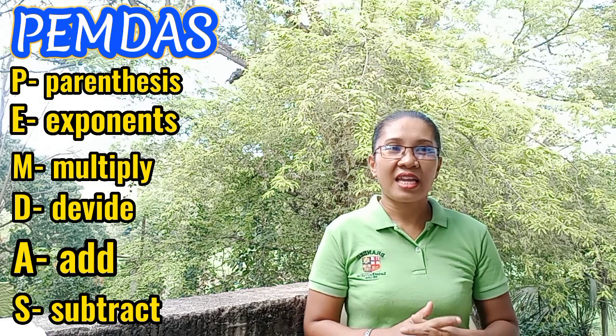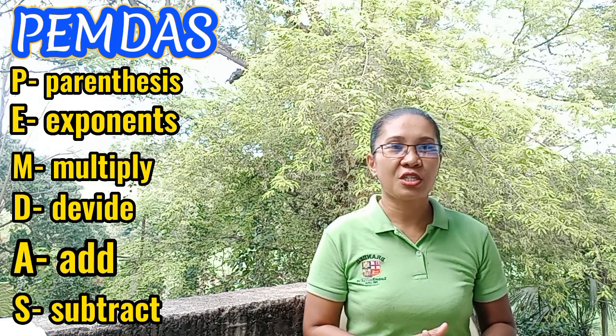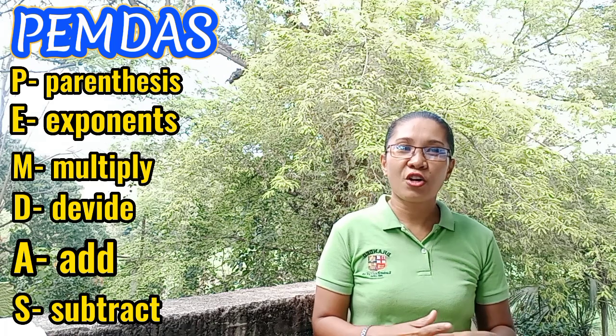If you have an expression where all the operations are the same, for example only addition, only subtraction, only multiplication, or only division, then the correct way to solve it would be from left to right. But for an expression with multiple operations, we need to follow the order of operation. And in the order of operation there are steps.